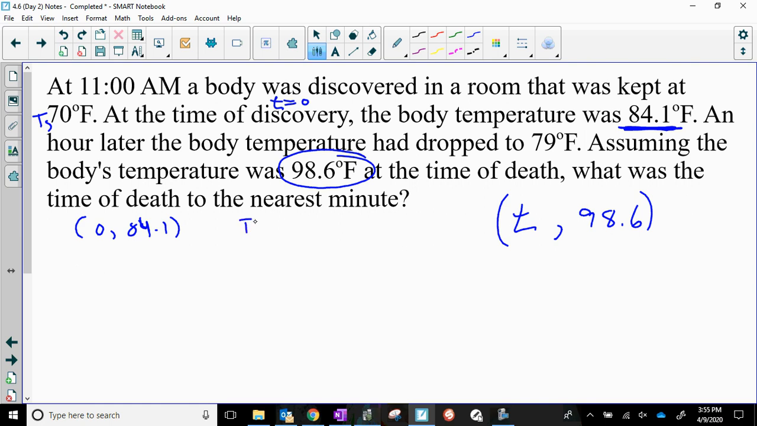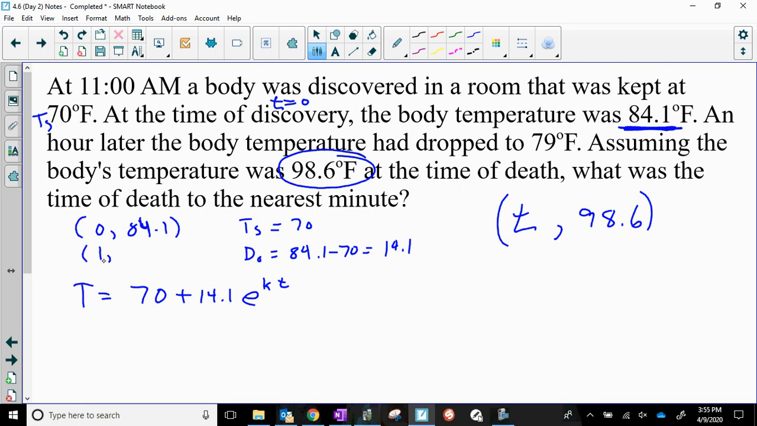Okay, so let's go set this up. My T sub S is 70. My D sub 0 is the initial minus the surrounding, so 14.1. So my formula will be the surrounding plus 14.1 e to the kt. At this point in time, it's very much like the tricky problem. I need another data point here.